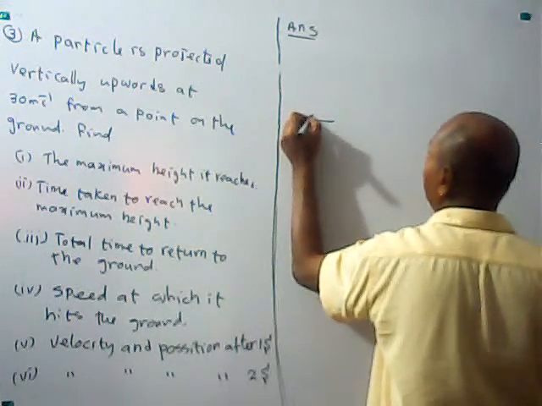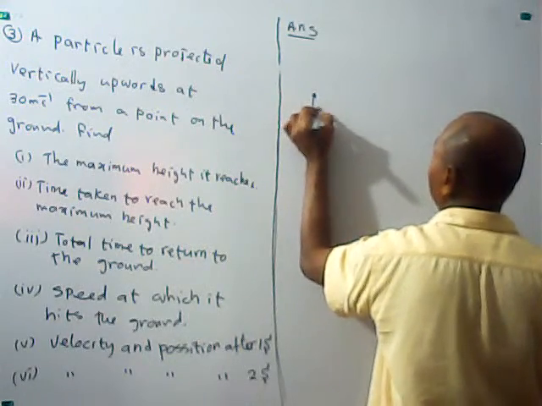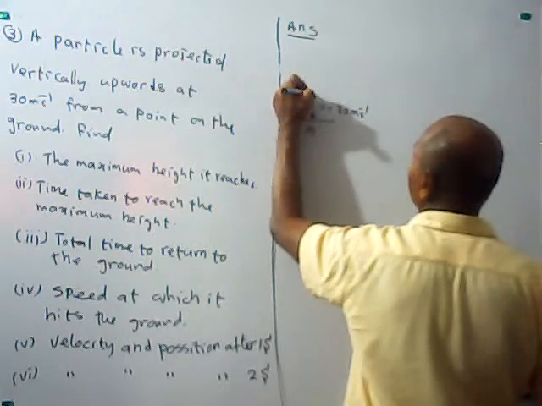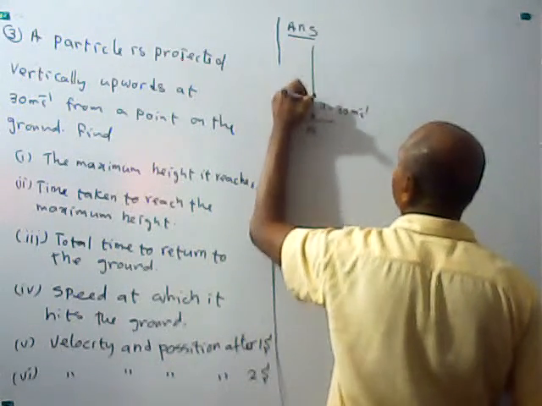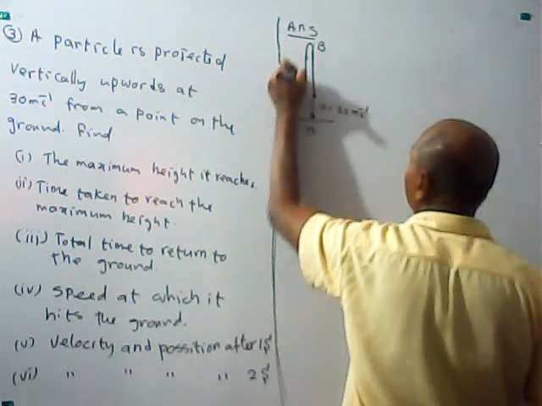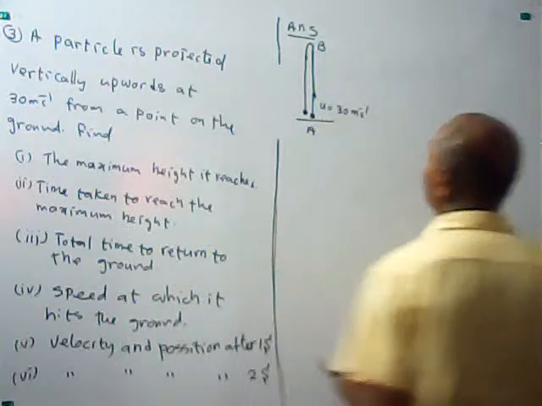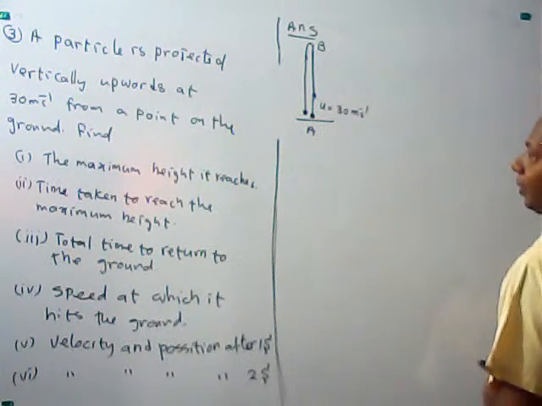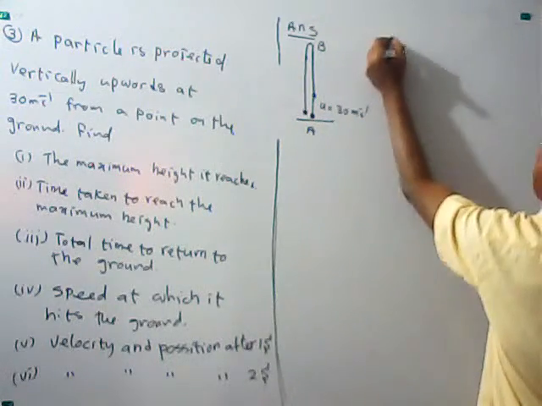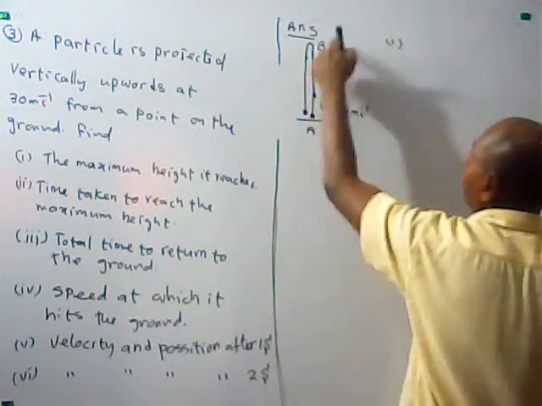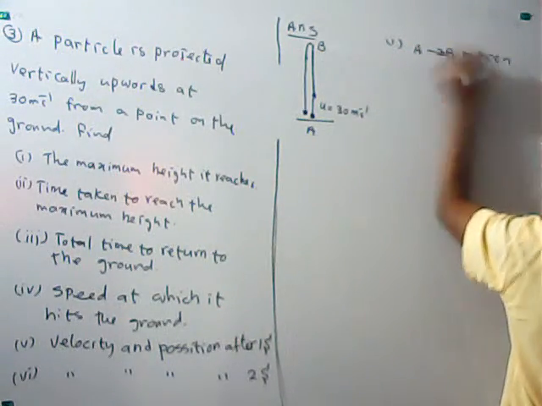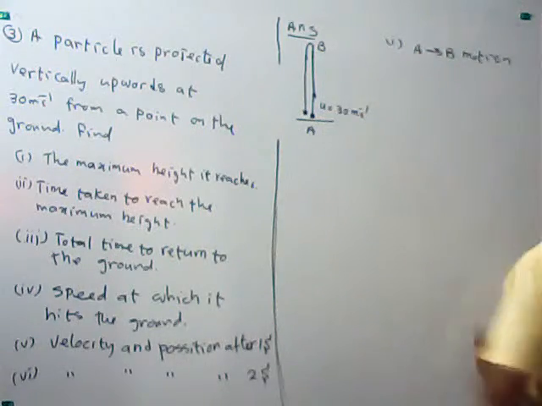From a point A, the particle is projected with U equals 30. It reaches the maximum height at a point B, then turns back right to A. To find the maximum height, you have to apply the formula from A to B.